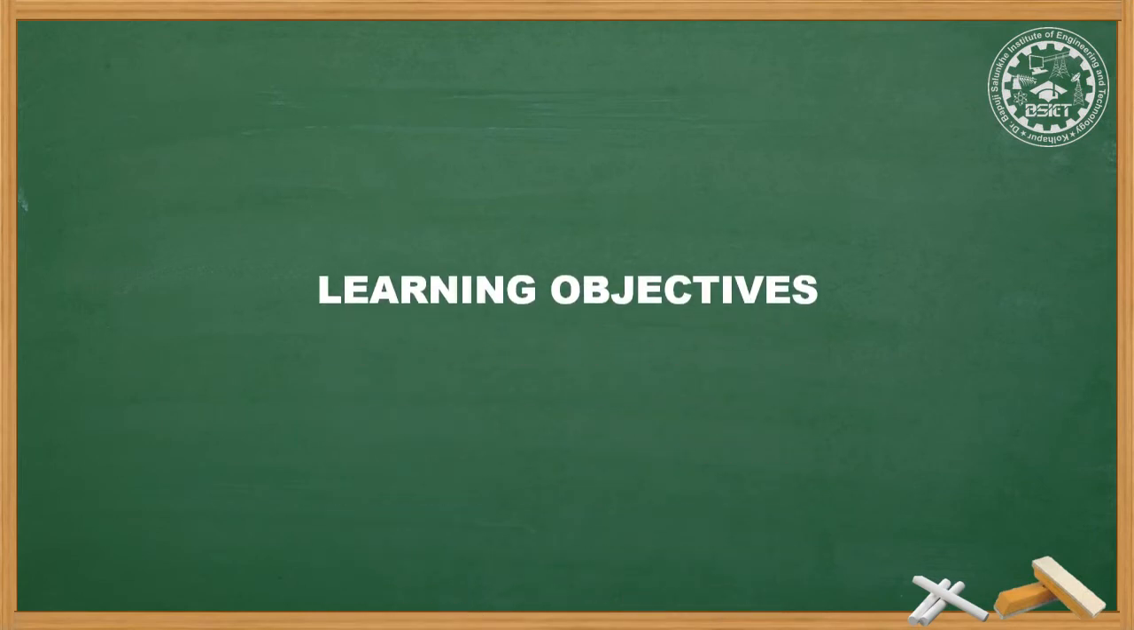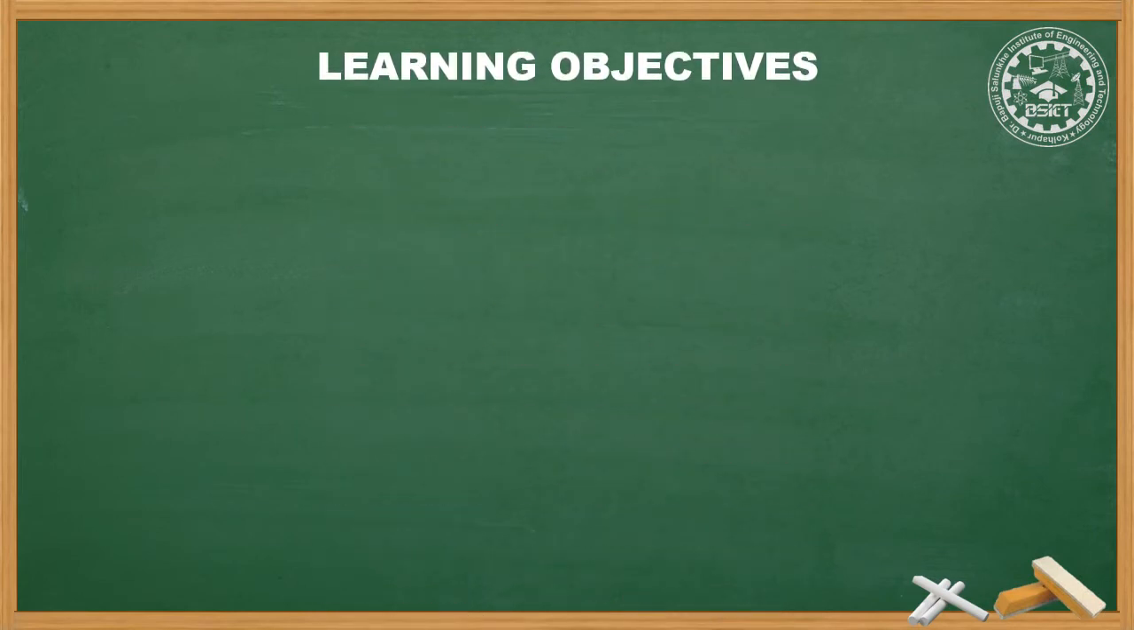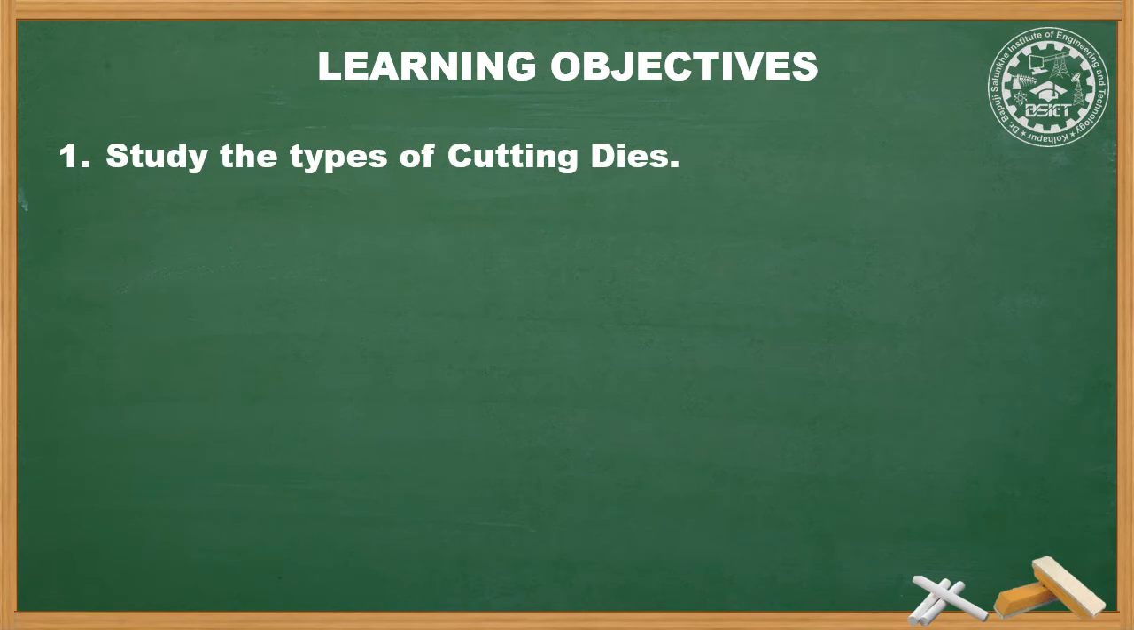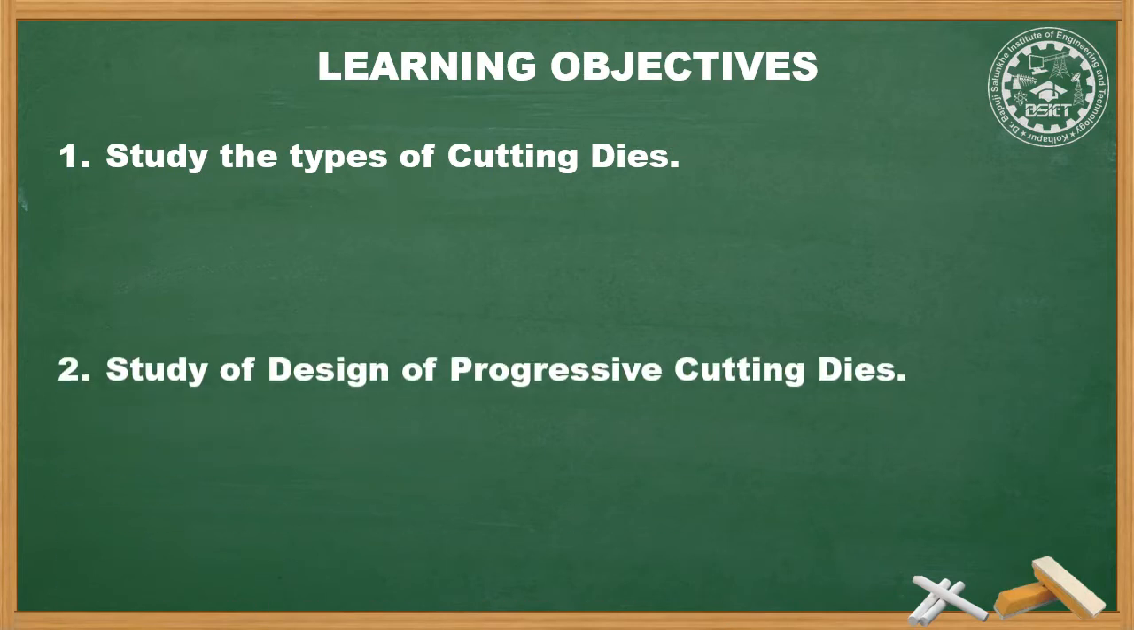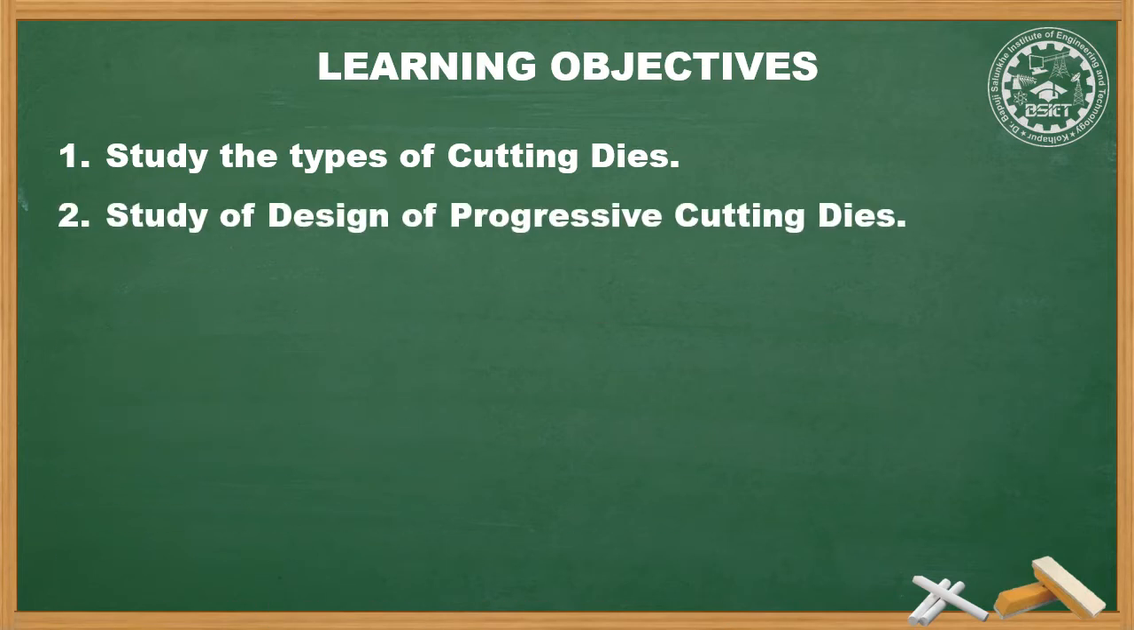The learning objectives for today's session are: number 1, study the types of cutting dies. Types of cutting dies such as inverted die, compound die, and progressive die will be studied in today's session. Second, study of design of progressive cutting dies. How progressive cutting dies are designed with the help of various parameters will be studied in today's session.